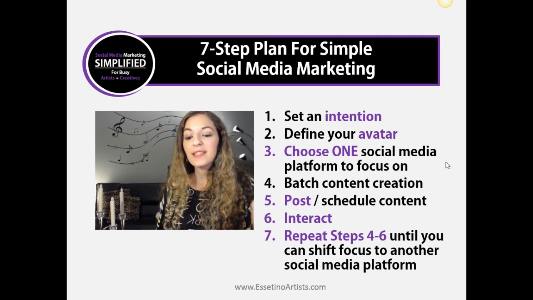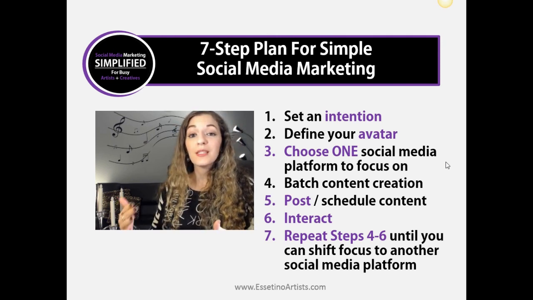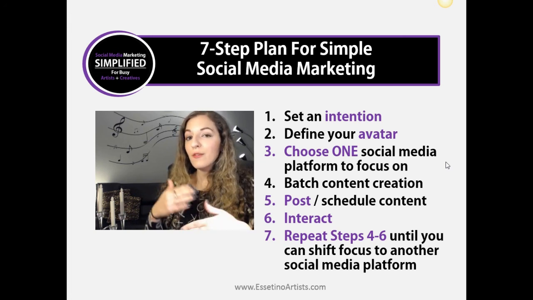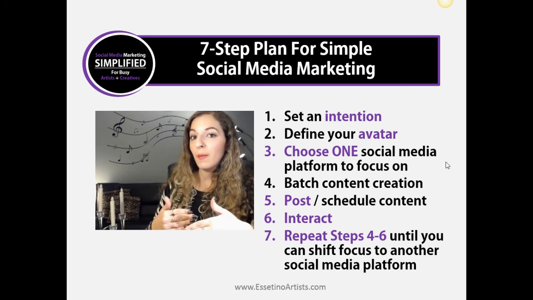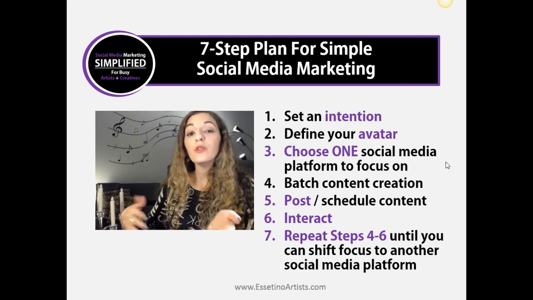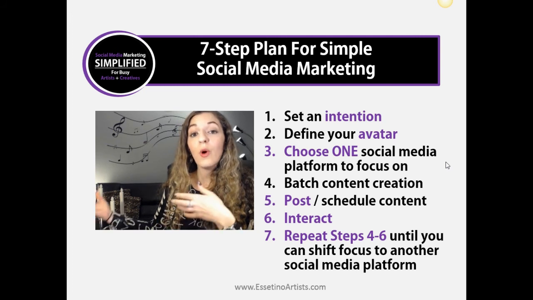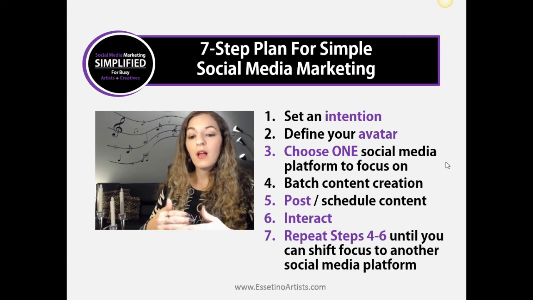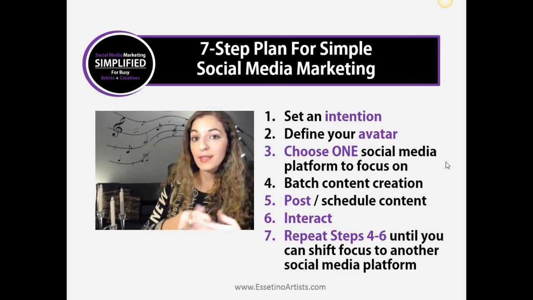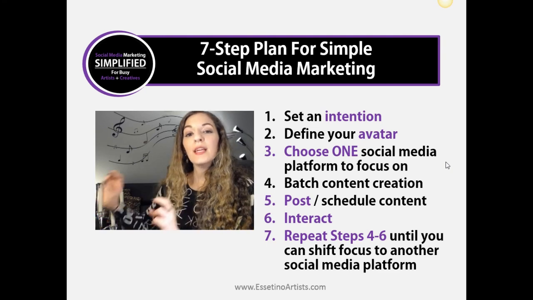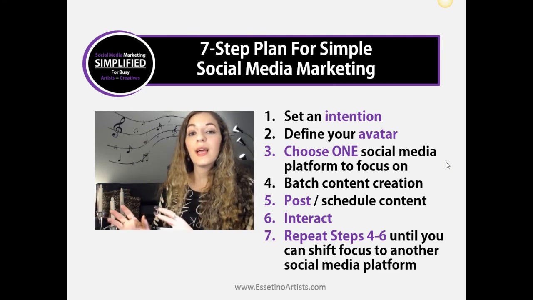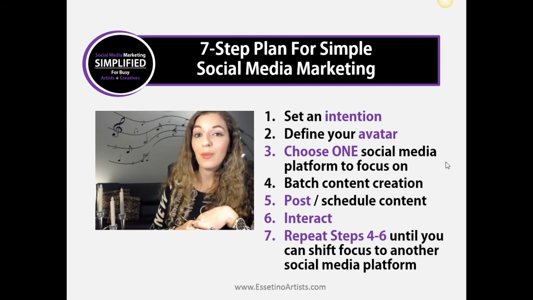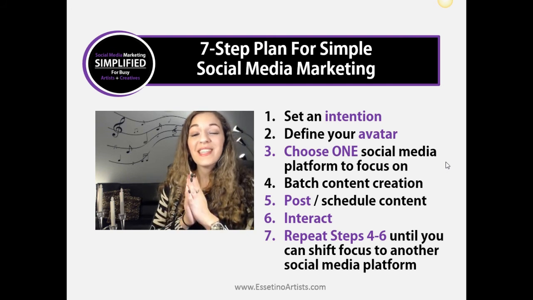And the final step is basically to just repeat steps 4, 5, and 6 until you feel confident that you have this system rolling, so that you can shift your focus on to growing another social media platform. So again, repeat the whole cycle of batching your content, coming up with the content, posting that content, interacting, and doing that whole cycle over again until you feel confident to move on to growing another social media platform. So those are your 7 steps.